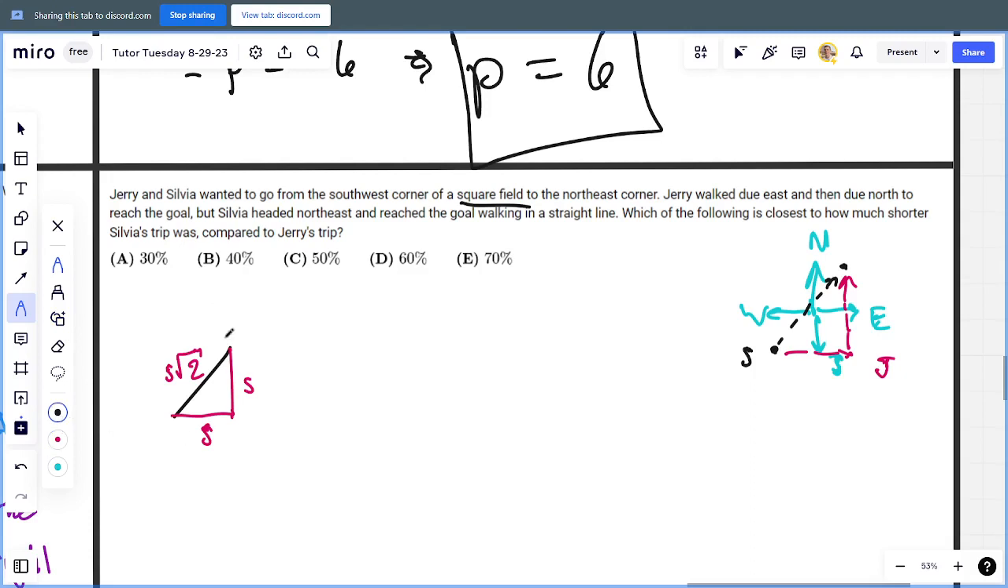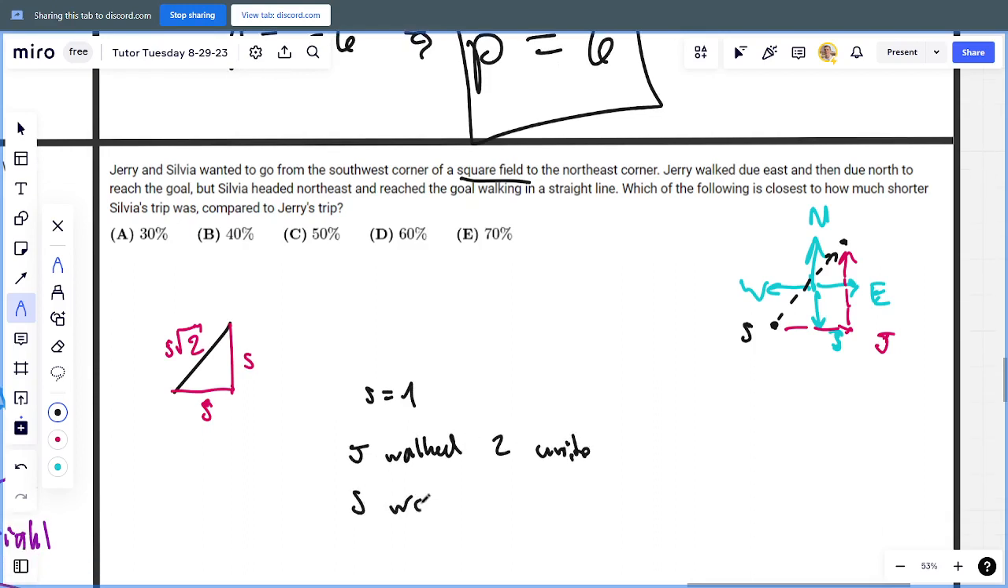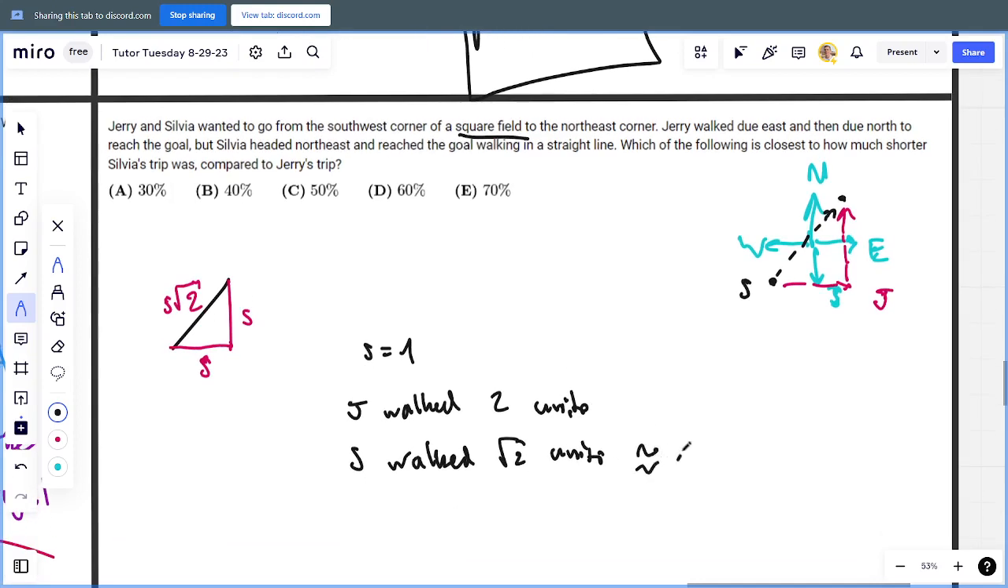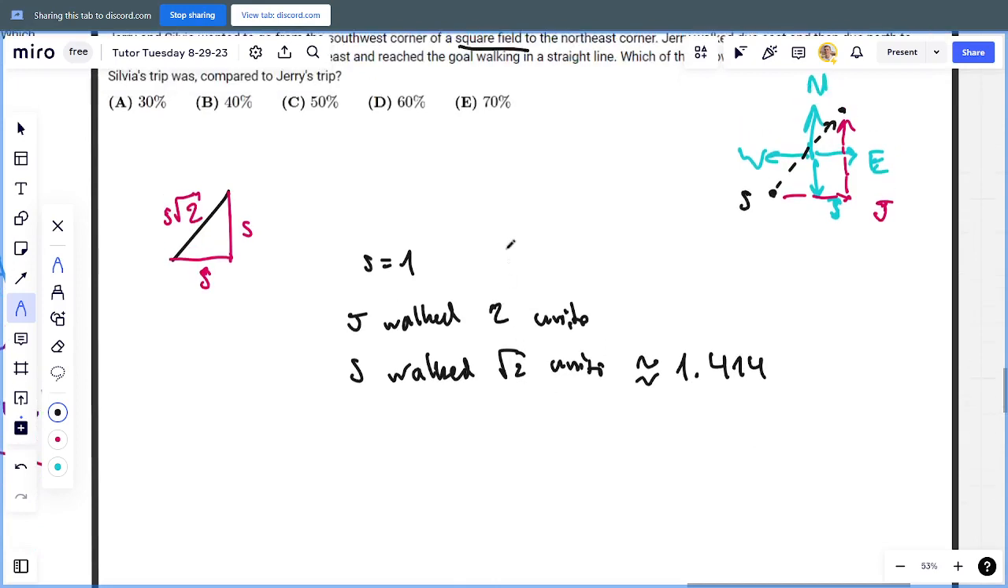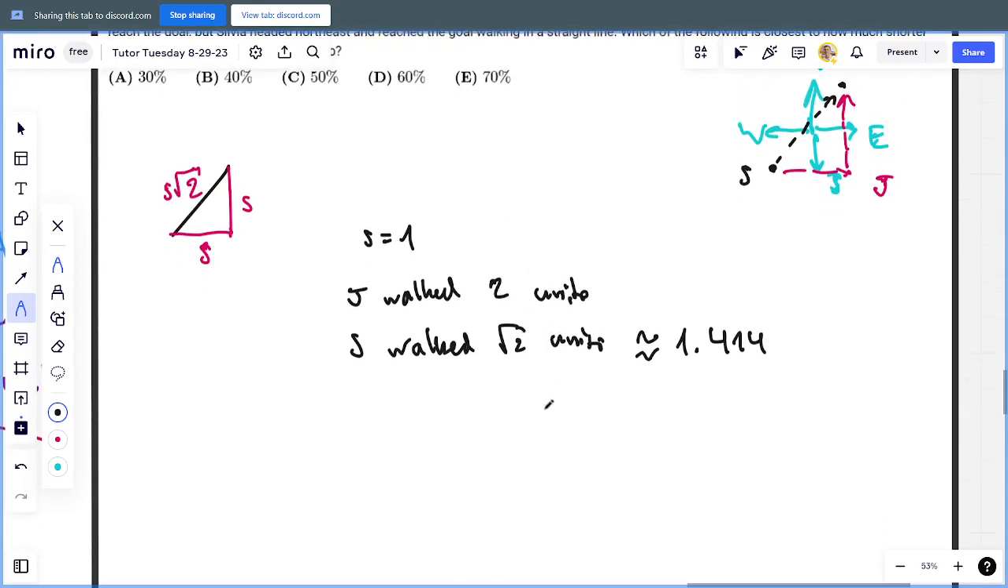So you could plug in numbers if you wanted. Like for example, I could do s equals 1, then Jerry walked 2 units, and Sylvia walked square root of 2 units, which is approximately 1.414. Okay, so how much shorter was her trip compared to Jerry's trip?